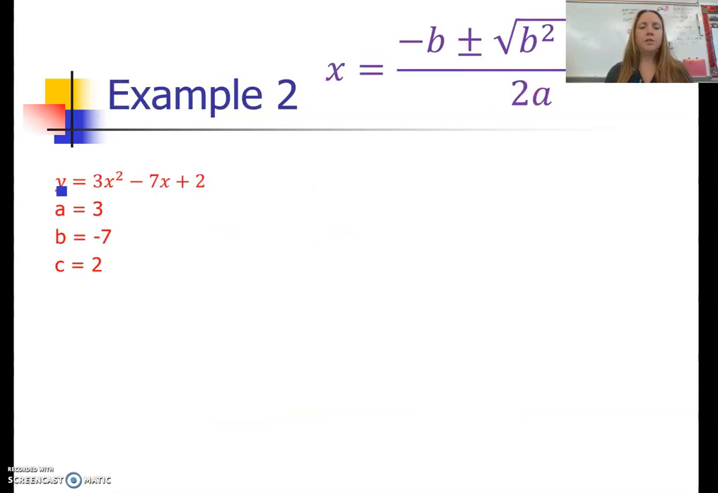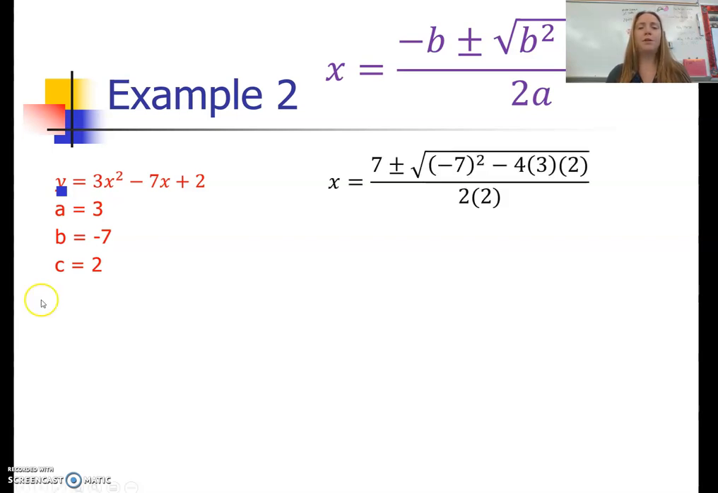Okay. So let's do one where it's going to work out nicely. So we got 3x squared minus 7x plus 2. Now the key thing to remember also is to put it in standard form. This already is, so highest exponent to lowest exponent, before we identify a, b, c. So a is 3, b is negative 7, c is 2. So if I substitute it in, I get positive 7, because remember it's opposite b, negative 7 squared minus 4 times a times c, or 3 times 2. And on the bottom is 2 times a.